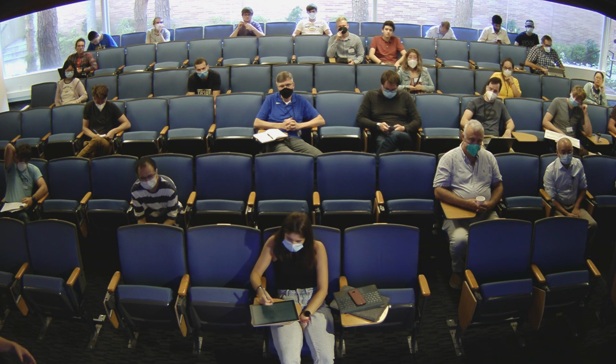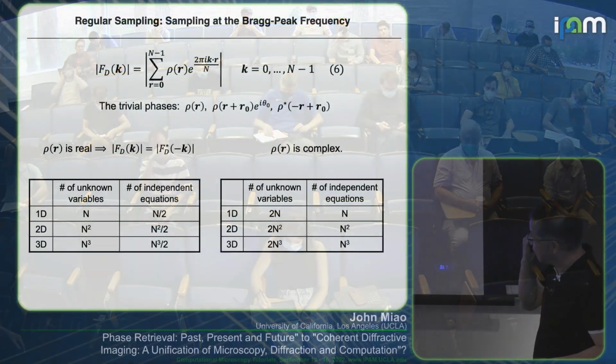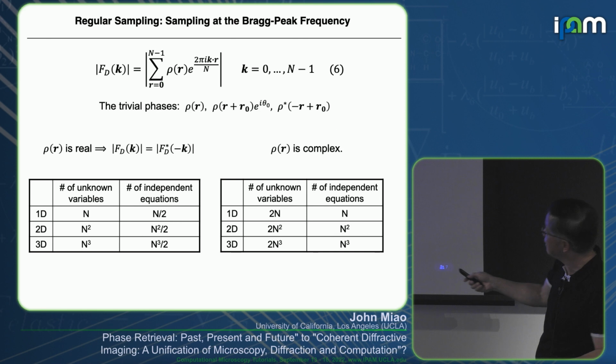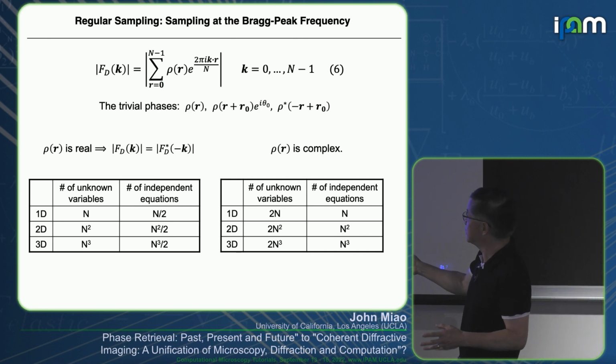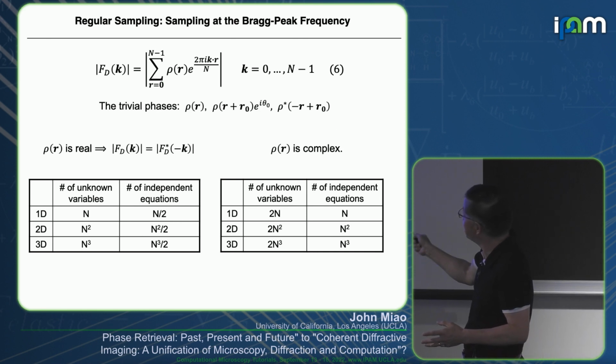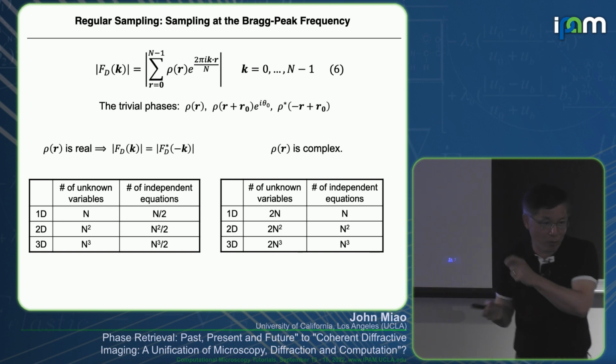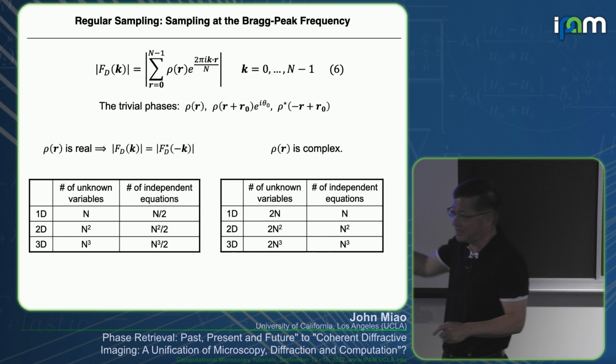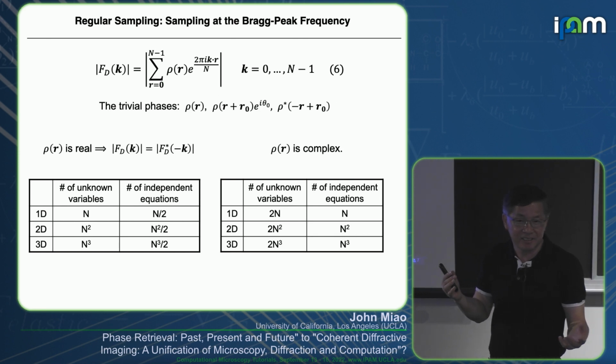Okay, and that's actually one of the papers I published when I was a graduate student. So basically we want to solve for rho from this discrete FT, right? This is just a regular sampling case. Now there are trivial phases: I cannot distinguish this one from this one. This is like you flip 180 degrees. You can substitute this into the equation and you get exactly the same diffraction intensity.